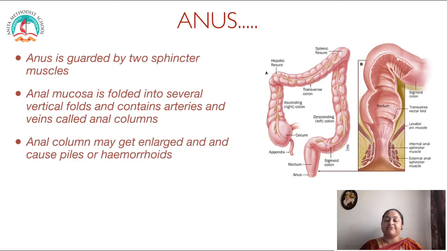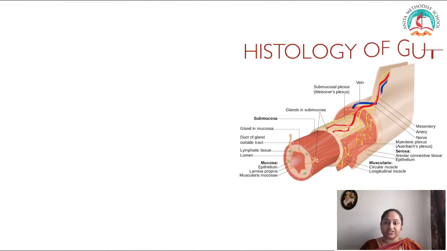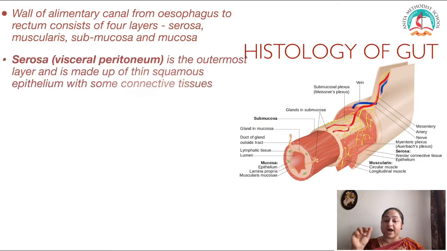Now, after looking at the structure of the alimentary canal, we are going to try to understand the histology of the gut. The wall of the alimentary canal from the esophagus to the rectum consists of four layers: serosa, muscularis, submucosa and mucosa. Serosa, which is the visceral peritoneum, is the outermost layer and is made up of thin squamous epithelium with some connective tissue.